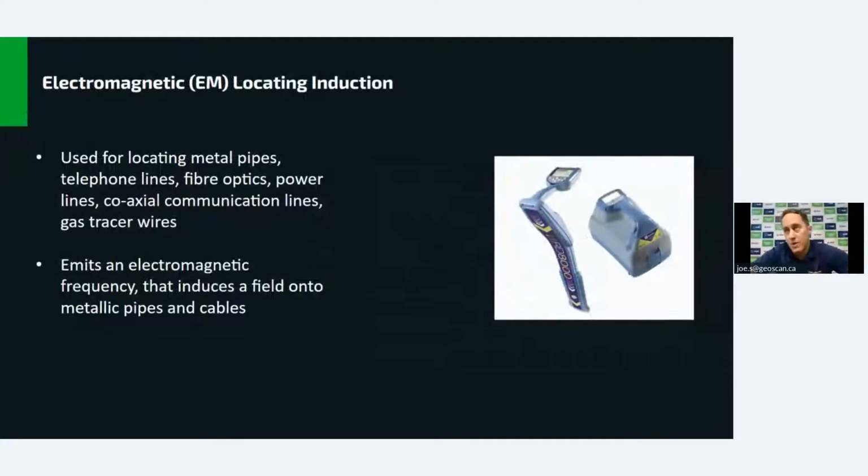So I'll go into the two main technologies now, electromagnetic induction locating and ground penetrating radar. I'll just talk about EM first. So EM in basic principle works by connecting to a metallic or a conductive line using the transmitter, that box-shaped object on the right-hand side of that picture. The transmitter effectively induces a current down that line, which the receiver then picks up.